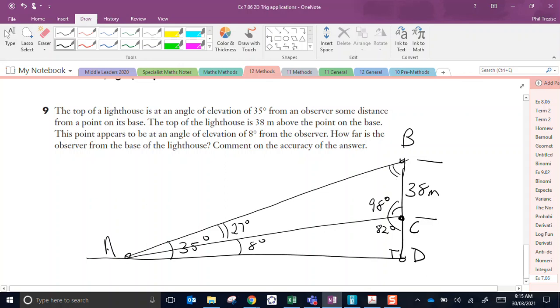That's a bit of a challenge for me. 27 and 98 make 125, and that gives me 55, I think, because 55 plus 125 is 180, yes. So I have my three angles in this triangle that I'm now highlighting in yellow.